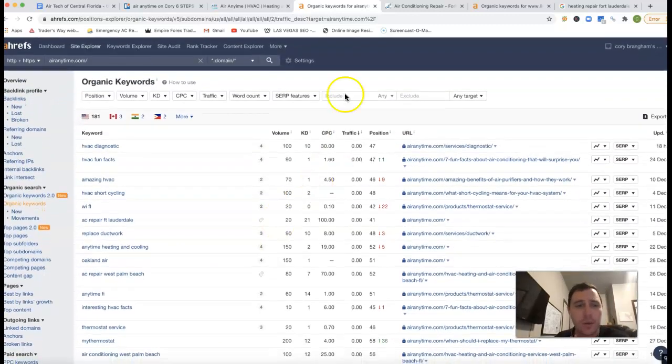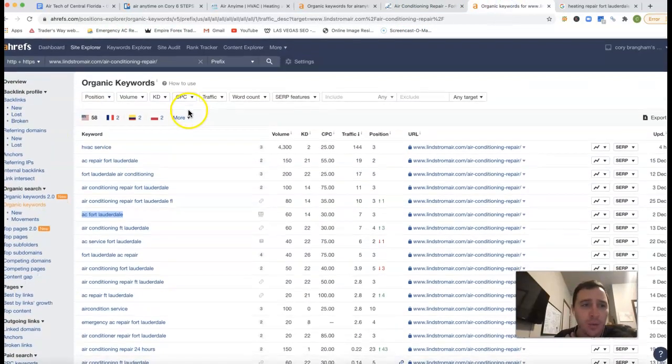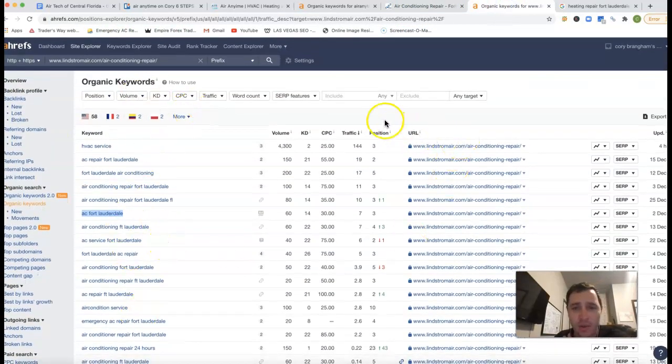Let me show you one of your competitors here, what they're actually ranking for. This is Lindstrom Air Conditioning and Plumbing. Kind of showing you what they're being found for. These are the keywords, their position. They've got a lot of second and thirds. There's a couple fourth and fifths in there as well. The amount of traffic they're getting per keyword, and also the amount of traffic for the area for those keywords as well, if that made sense.